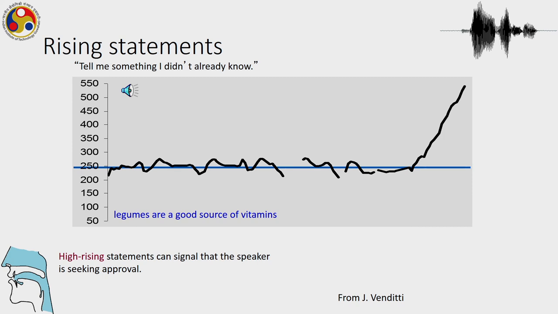And then we have rising statements. Legumes are a good source of vitamins? In this one, this is a high rising statement and it seeks some approval, and hence this sentence is different from all the others that you saw here. It does not have any rise or fall all the way till the word vitamins, where we have a very sharp rise. This is a rising statement, and this is also possible, and this sort of asks for approval even though this is a statement. Legumes are a good source of vitamins?